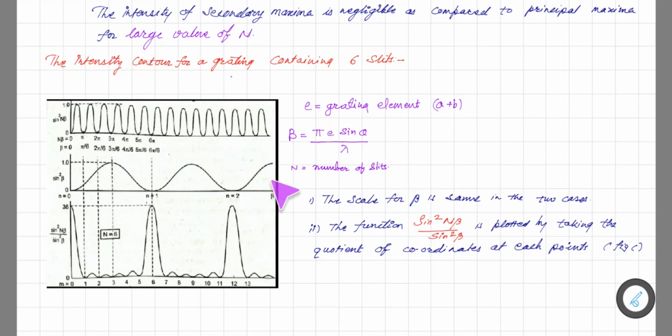is 0 upon 0, which is indeterminate, but its limit for these values of beta, as seen earlier, is N square. We are considering the number of slits equal to N, which is 6, so N square is 36. Thus principal maxima occur at the values of beta equal to 0, plus or minus pi, plus or minus 2 pi, and the value of the function sine square N beta upon sine square beta at these points is N square.